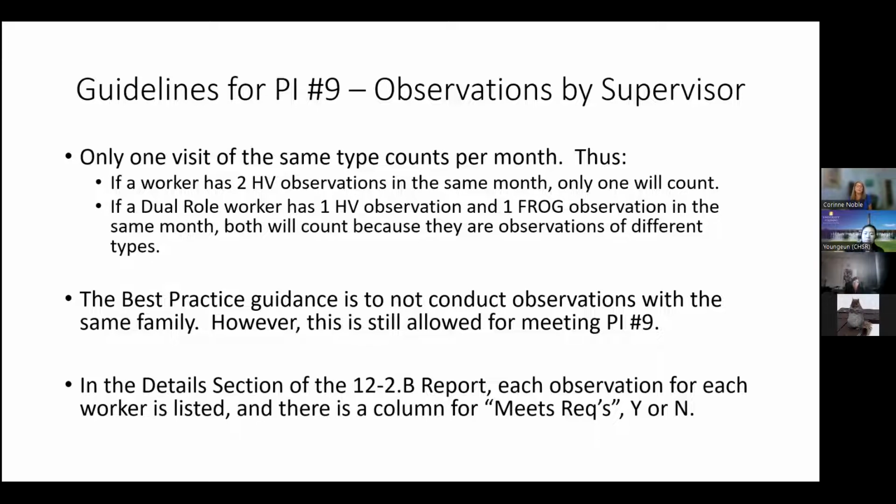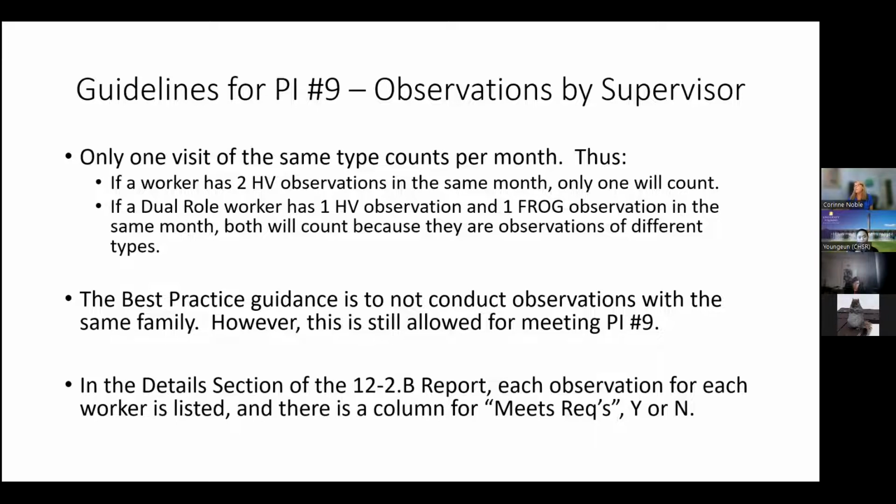So things to pay attention to when you look at this report is the meets requirement column, and also the score next to each person's name, which indicates to you how many out of the 4 or out of the 2 they have.